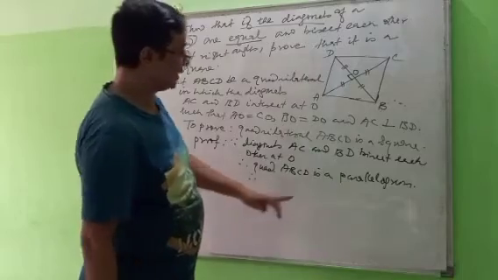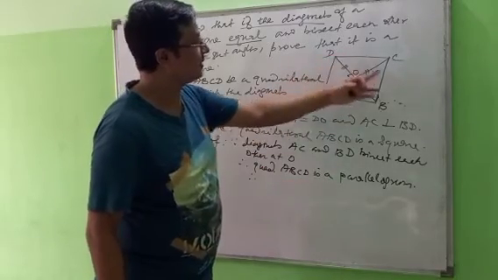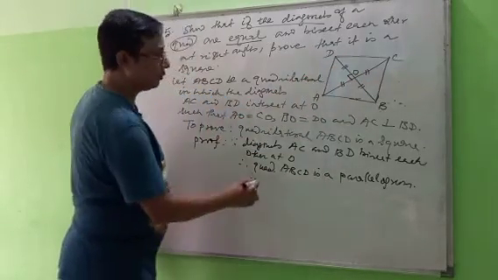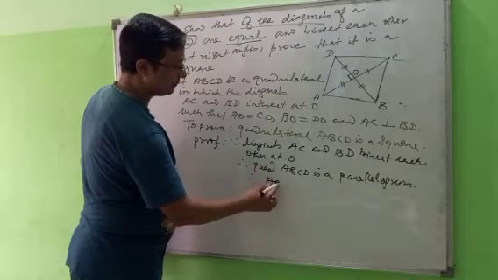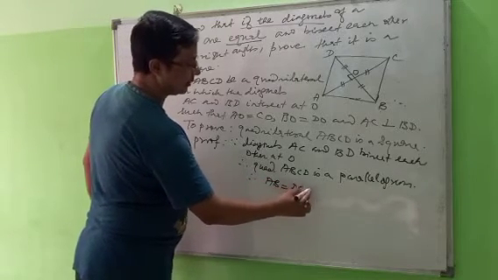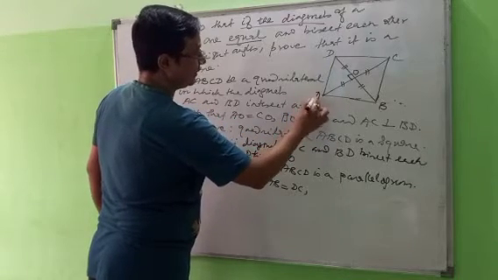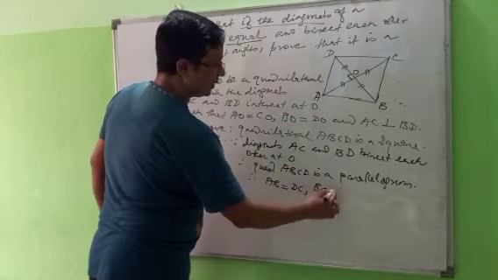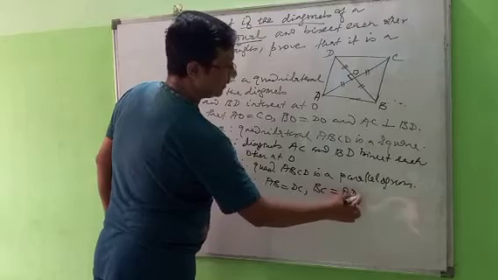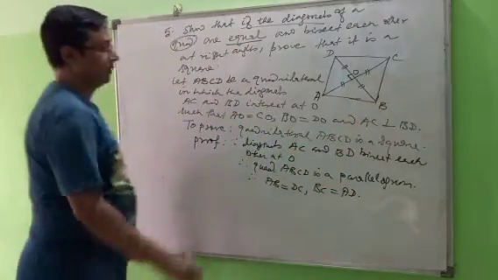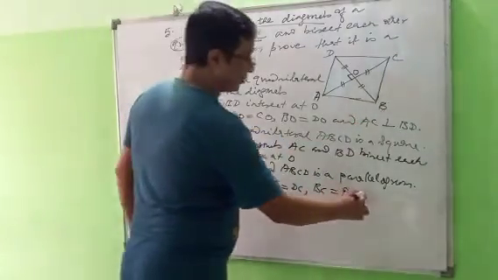Therefore, from this you have got that the opposite sides are now equal. So here AB equals DC, and BC equals AD. So BC equals AD. So this is the first equation.